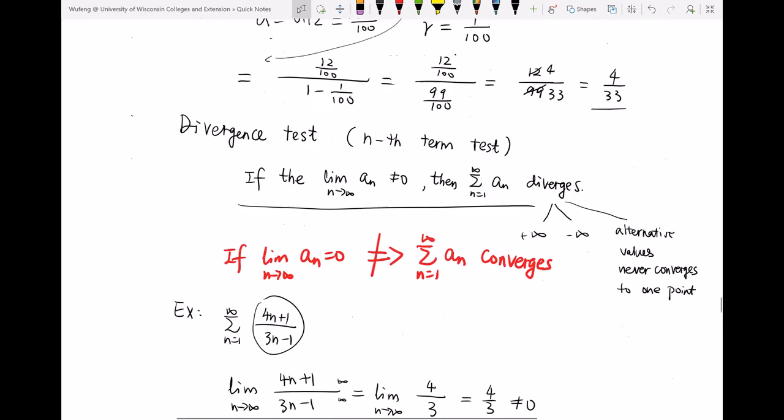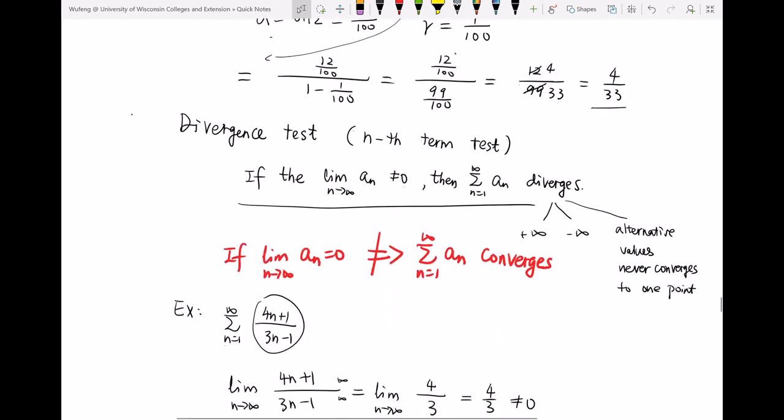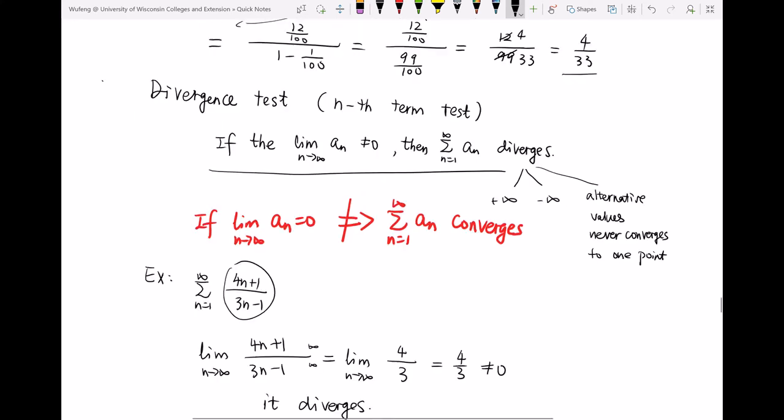We have discussed several examples yesterday. If the nth term is not equal to 0, then the series will diverge. Diverge means it goes to infinity or negative infinity, or it alternates back and forth between values but never converges to one point. That means diverge.